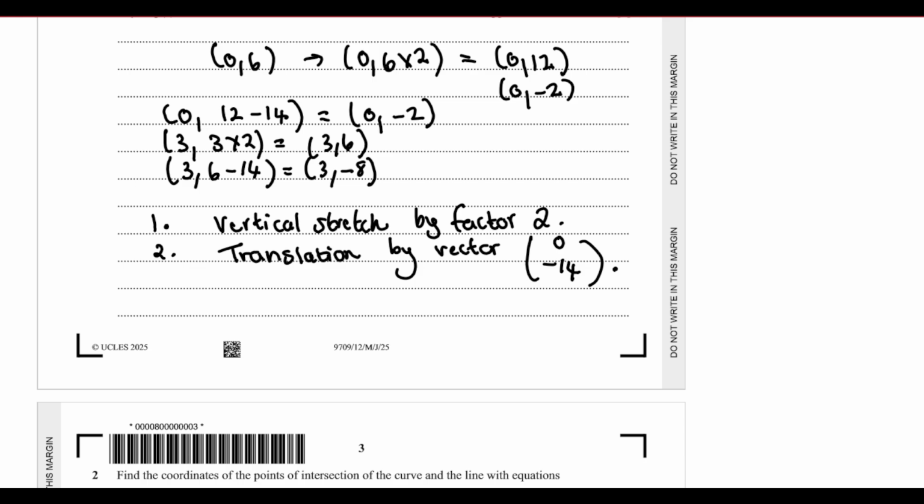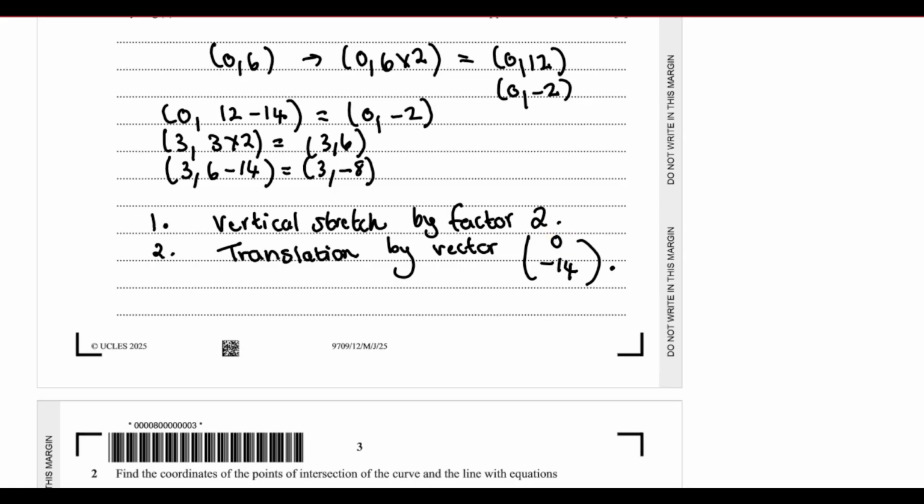This 0, negative 14, in the first row, you write whatever happened to x. We didn't move x anyway, so we write a 0 there. In the second row, you write what happened to y, and y moved 14 down, so I write a negative 14.